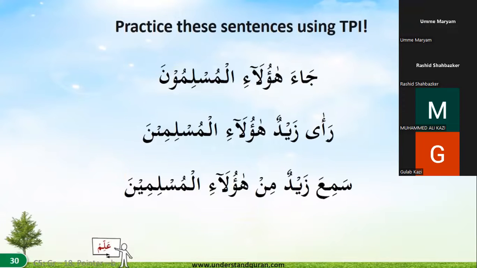So ja'a haula il muslimuna, these Muslims came. Ra'a Zaidun haula il muslimina, Zaid saw these Muslims. Sami'a Zaidun min haula il muslimina, Zaid heard from these Muslims. So this is the jar state, this is the nasab state, and this is the rafa state.